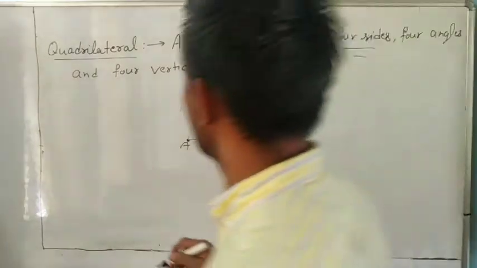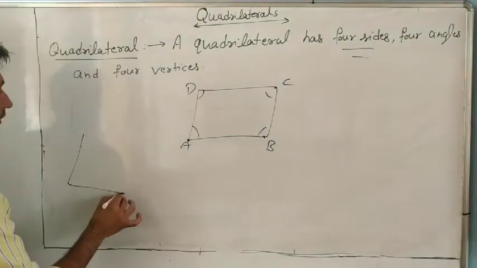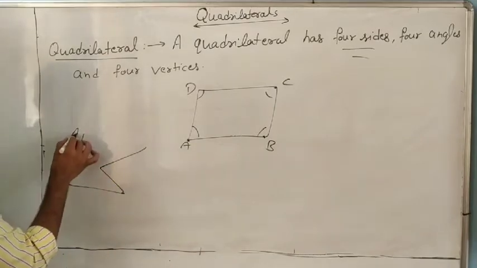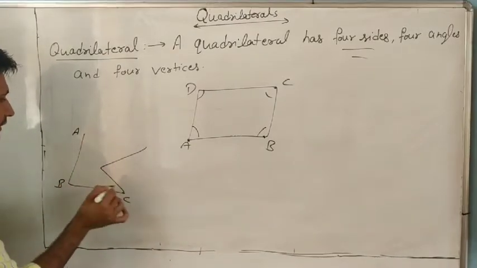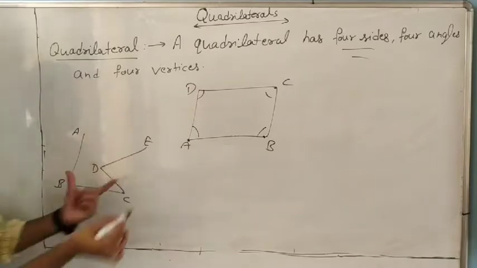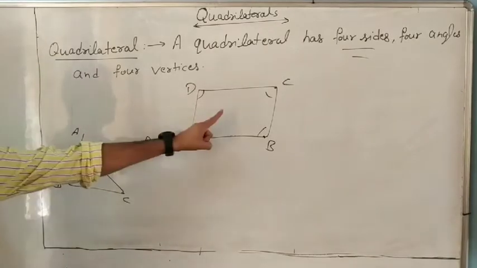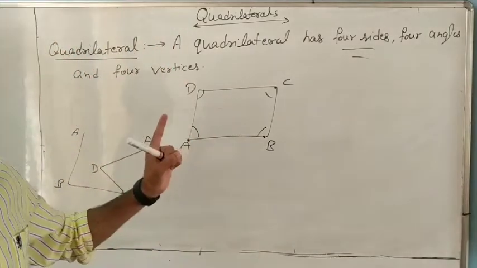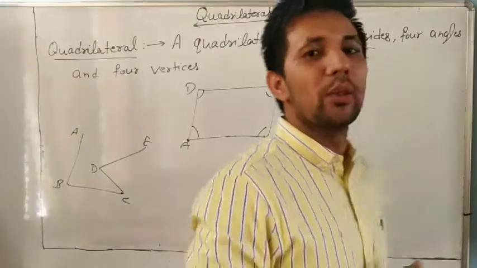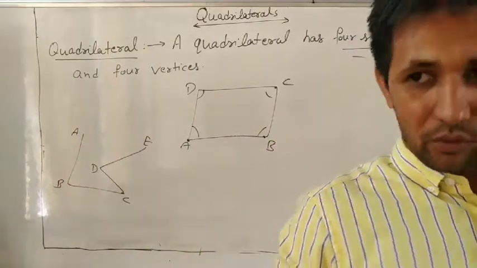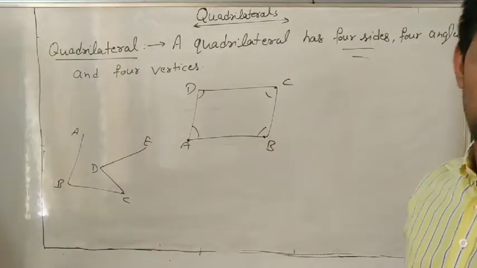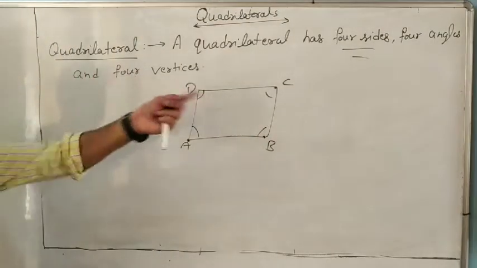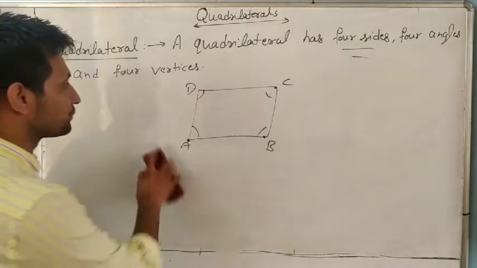Why? It means this is not a quadrilateral. 1, 2, and 3, it is not closed. A, B, C, D, E. It is not a quadrilateral. Quadrilateral means it is a closed figure. Already discussed in 8th class also: different types of polygon, regular polygon, what is concave polygon, what is convex. Already we discussed in 8th class. So note it down. It is a quadrilateral, and make the figure also.